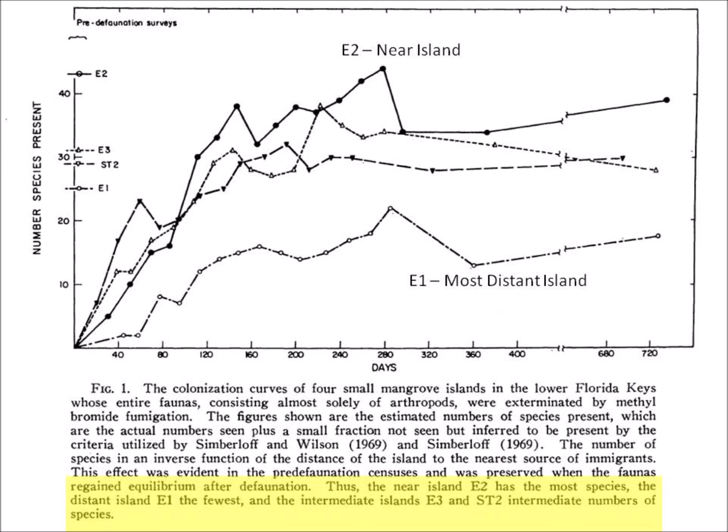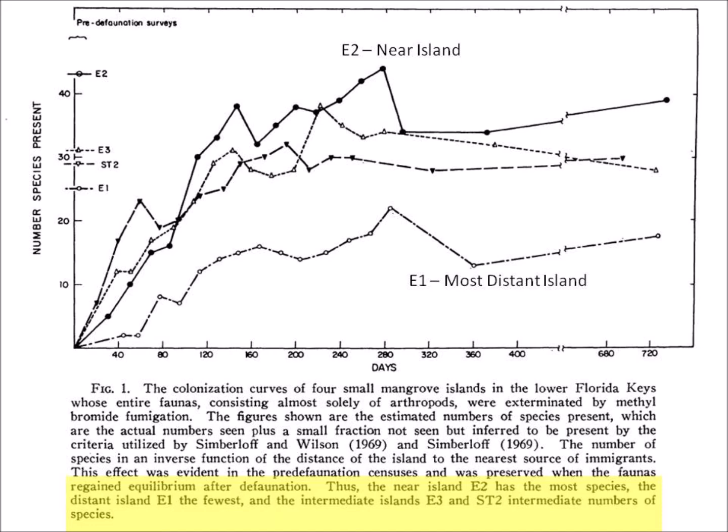So this graph here was one of the main figures to summarize the findings of this experiment. On this graph, you can see days since the experiment began on the x-axis. So this is days since the insecticide was applied. And on the y-axis, you can see the number of species present on those small mangrove islands. So E1 is the most distant island, and consistent with the equilibrium theory of island biogeography, it had the slowest rate of colonization by new species. So it took species much longer to reach the farther island.